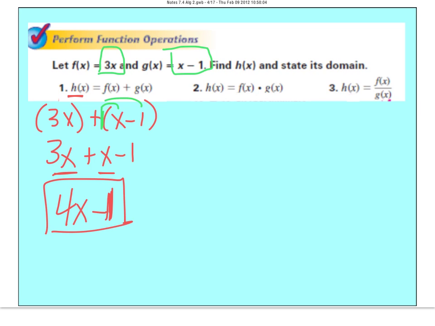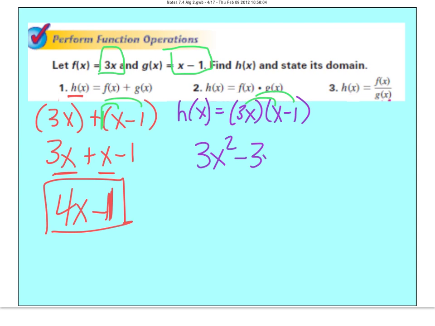The multiplication would be h of x equals, plug in f of x, which is 3x, g of x, which is x minus 1. This is review. Don't forget to distribute. You distribute that. A 3x times x is 3x squared. 3x times a negative 1 is negative 3x. That's our final answer.